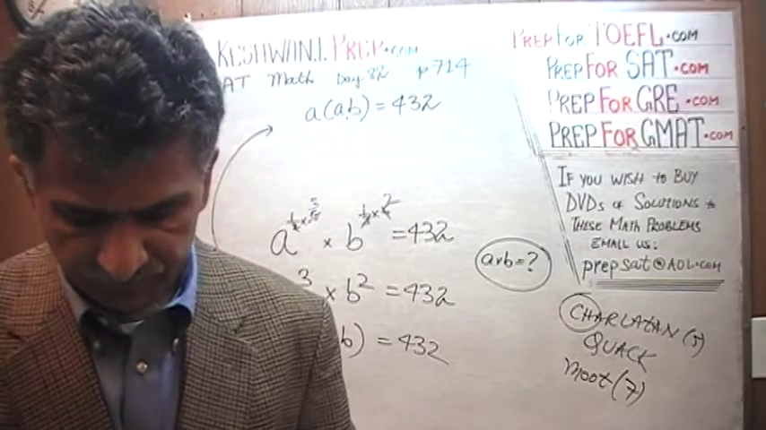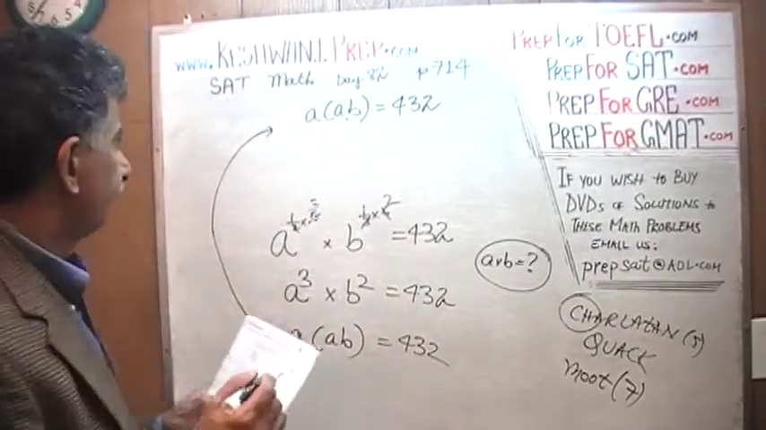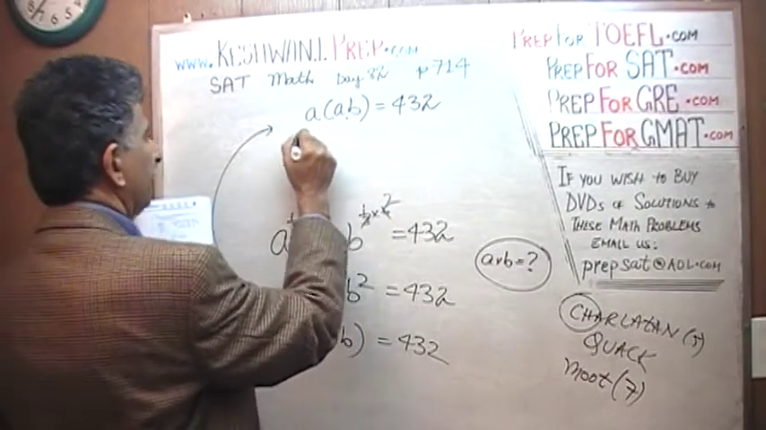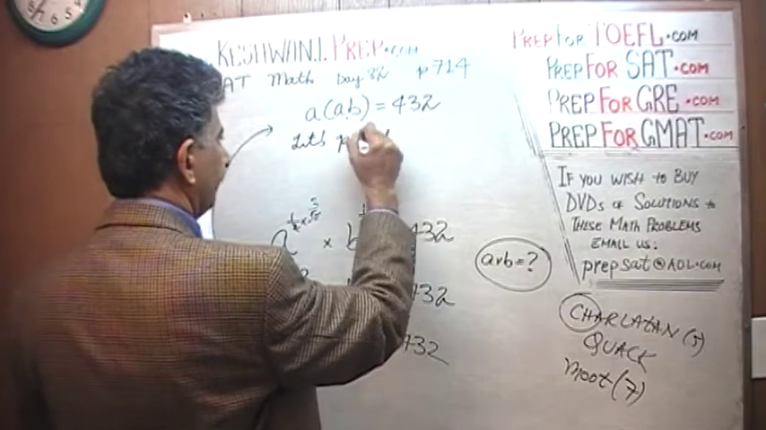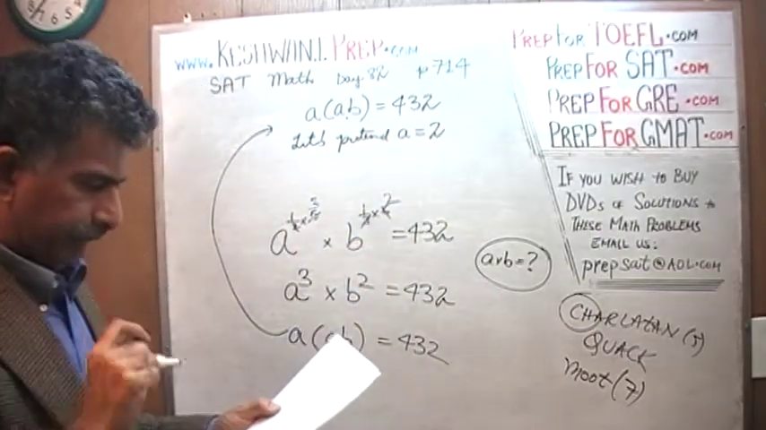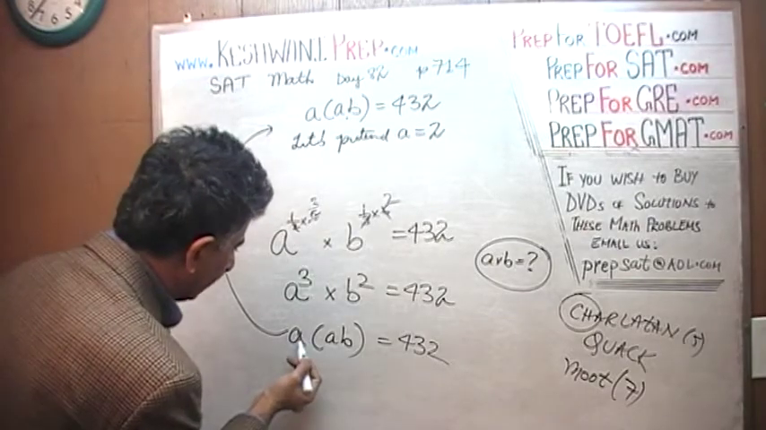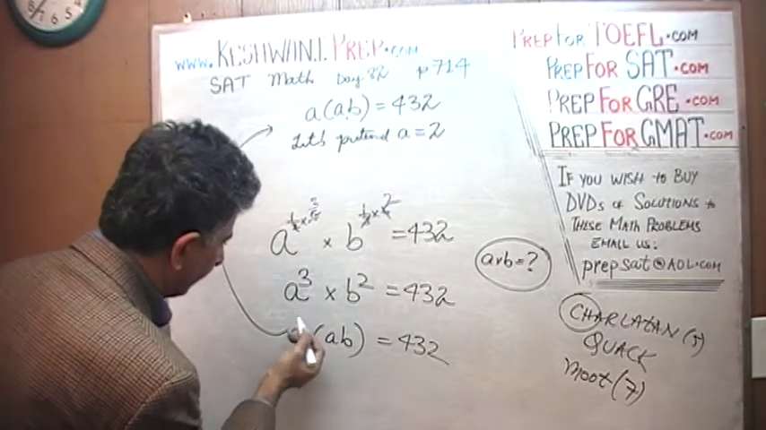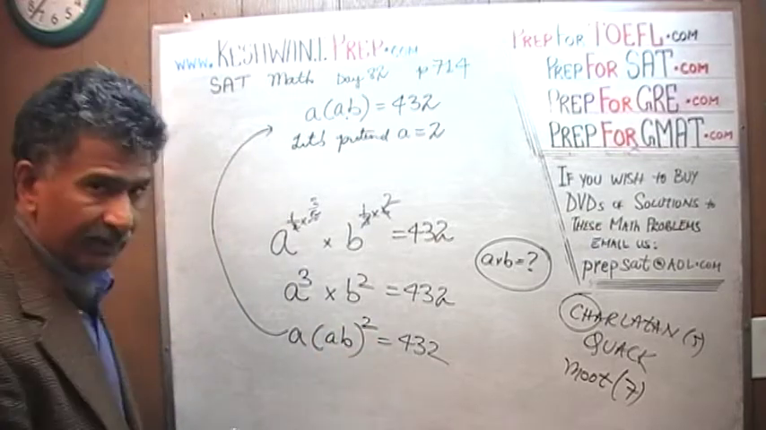Well, let's try something else, see what happens. Let's see if A can equal 2. Let's pretend A equals 2. If A equals 2, oh, I left something out. It's A times, when we take out A from it, this should be A squared times B squared. I left something very important out.